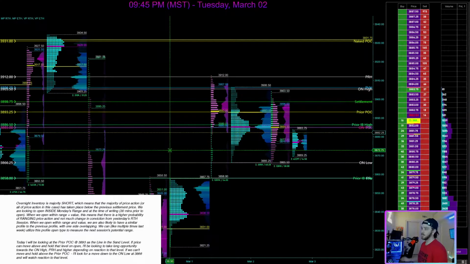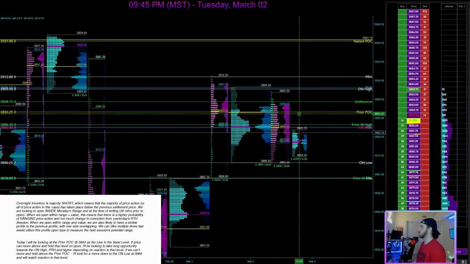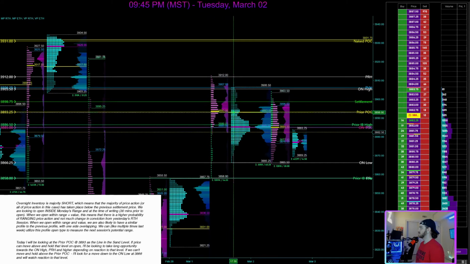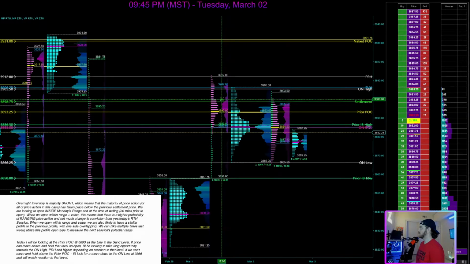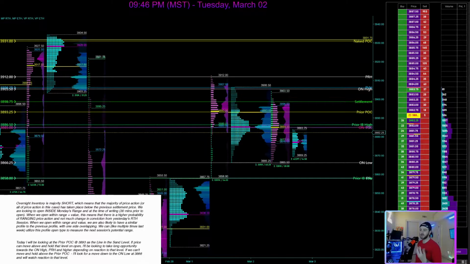So with that said, we are looking to open within range and value, which we were indeed today. This is the value area, and we were looking to open within yesterday's value area. When we open within range and value, this means there's a higher probability of ranging price action and not much change in conviction from yesterday's regular trading hour session. We are also likely to have a similar profile to the previous profile with one side overlapping. We can, like multiple times last week and actually yesterday as well, utilize this profile open type to measure the next session's potential range.